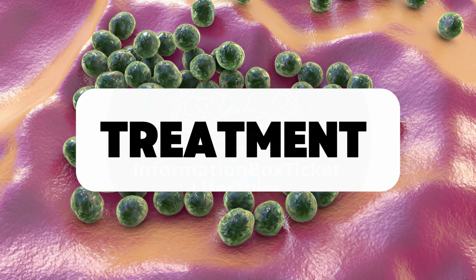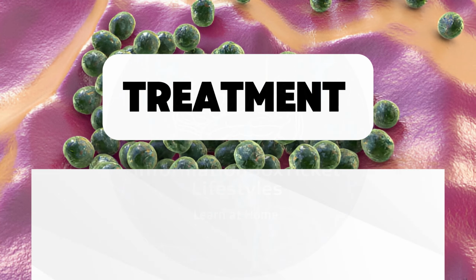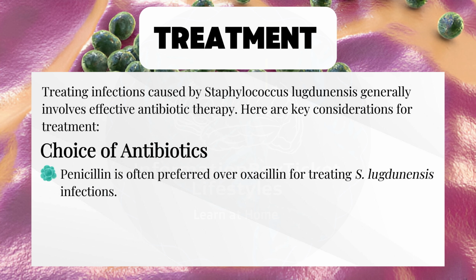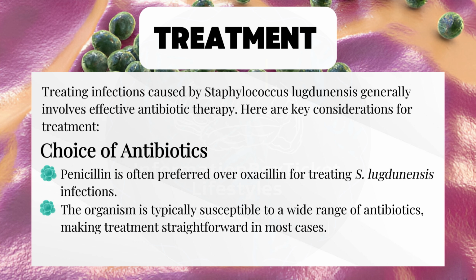Treatment of Staphylococcus lugdunensis infections. Treating infections caused by Staphylococcus lugdunensis generally involves effective antibiotic therapy. Here are key considerations for treatment. Choice of antibiotics. Penicillin is often preferred over oxacillin for treating Staphylococcus lugdunensis infections. The organism is typically susceptible to a wide range of antibiotics, making treatment straightforward in most cases.